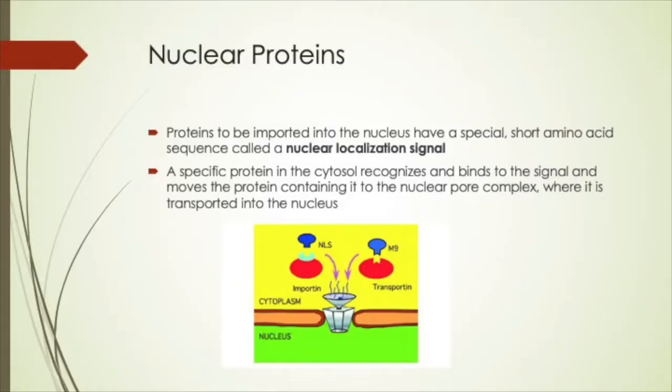rough endoplasmic reticulum, or a ribosome, and those get translated, right, into proteins. We have some nuclear proteins, nuclear localizing signals. Don't really need to know about this part. It's an interesting part, but it's not really that important.